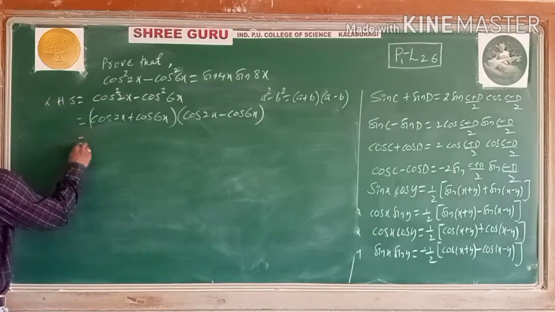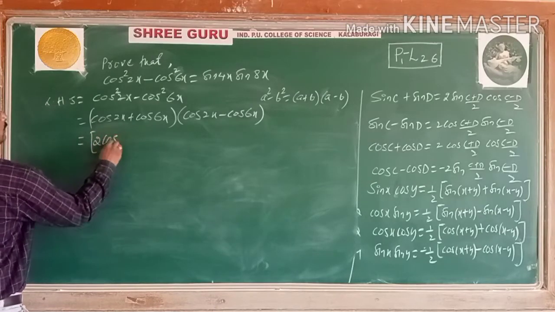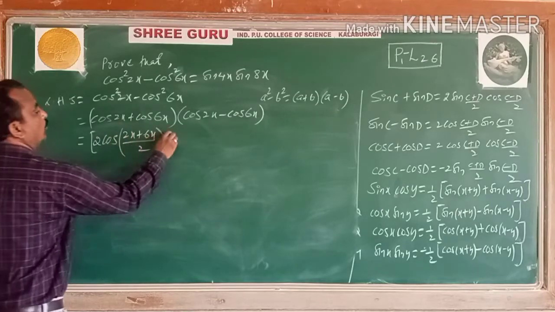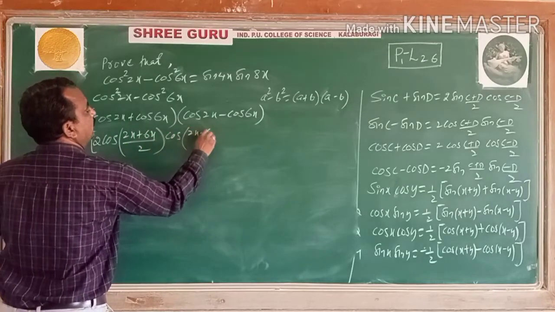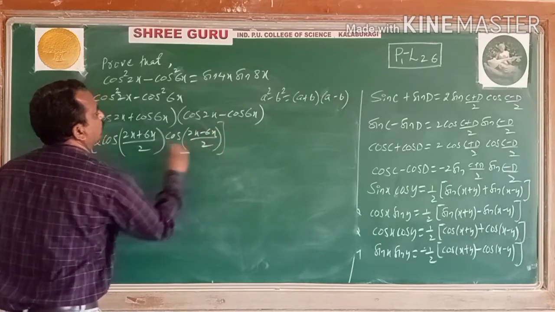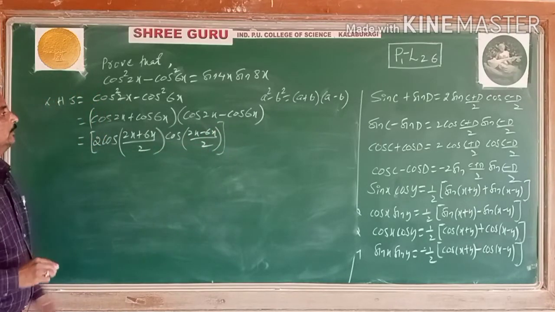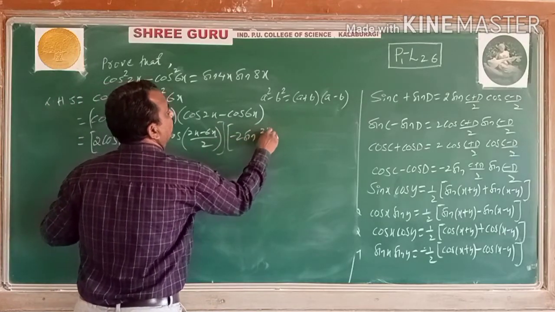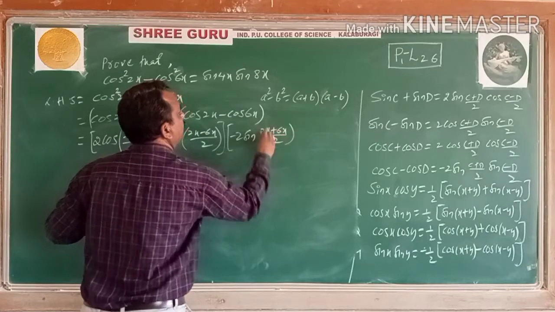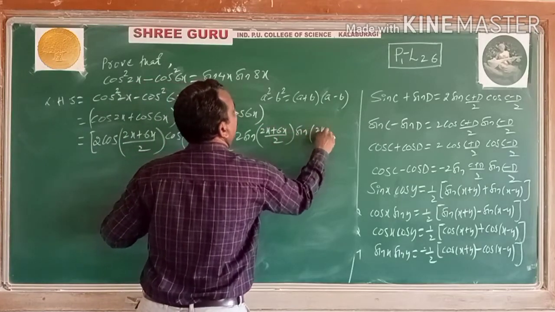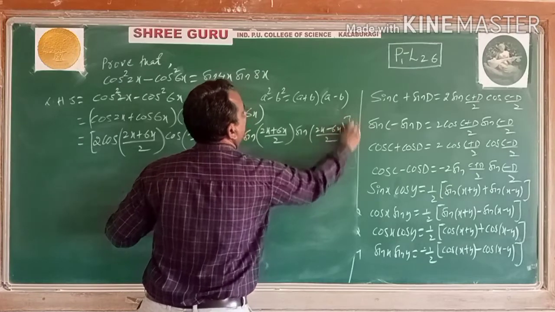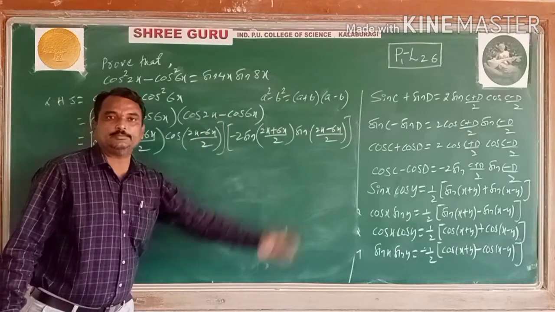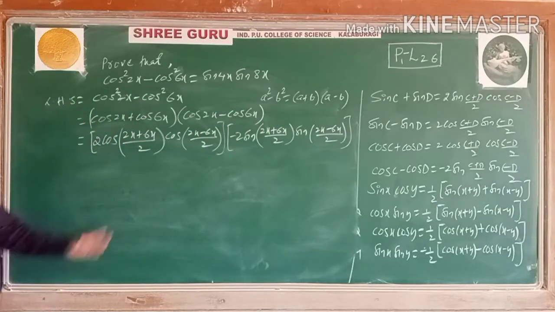Cos C plus cos D, take the bracket: both cos, (C plus D) by 2 into (C minus D) by 2, both cos. Cos C minus cos D: both sin with a negative sign. Cos C plus cos D, cos C minus cos D. Same type as that previous example here.